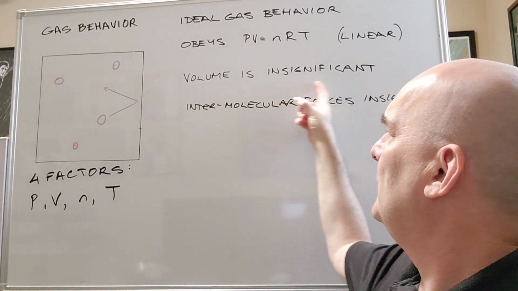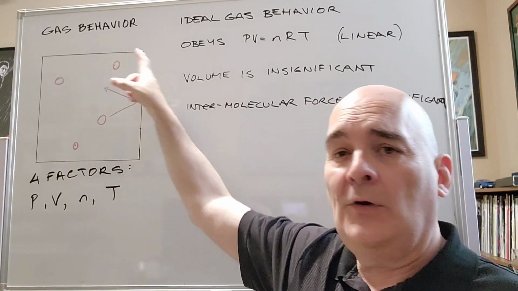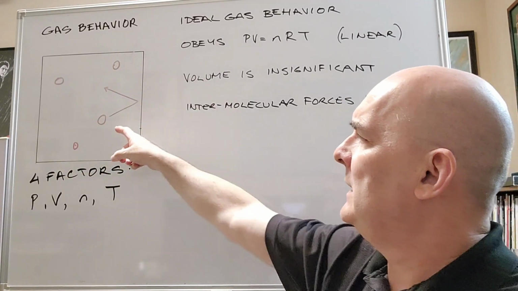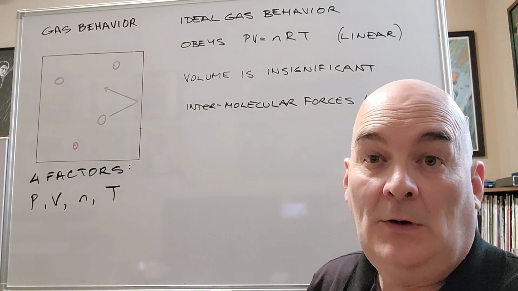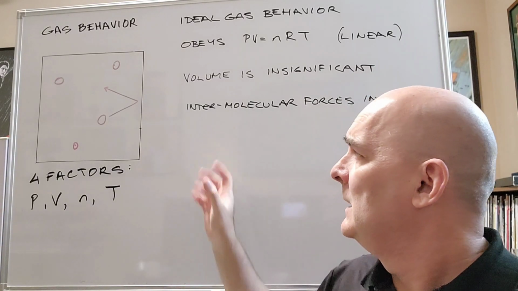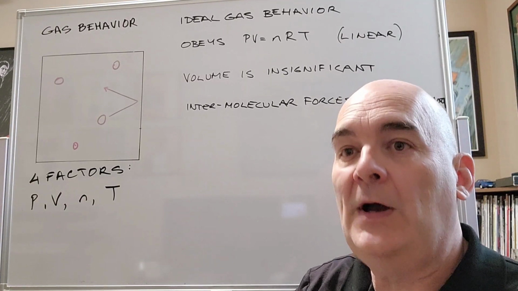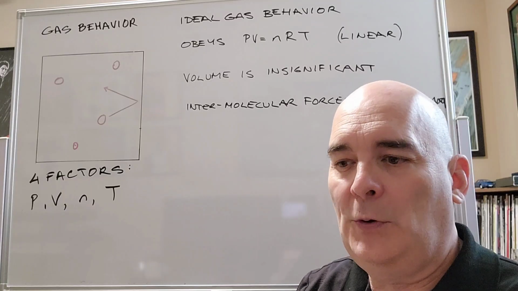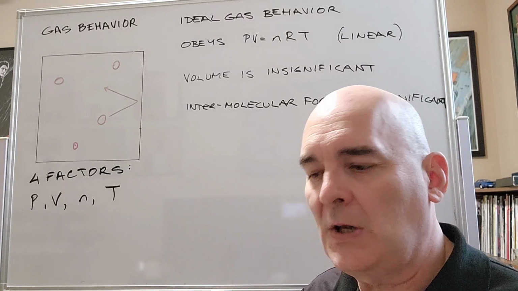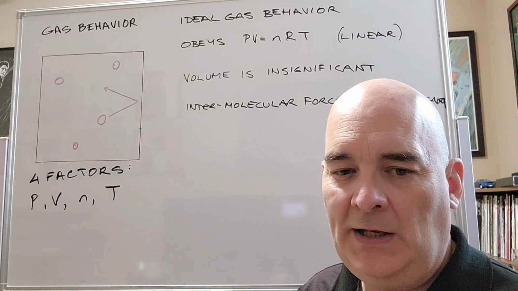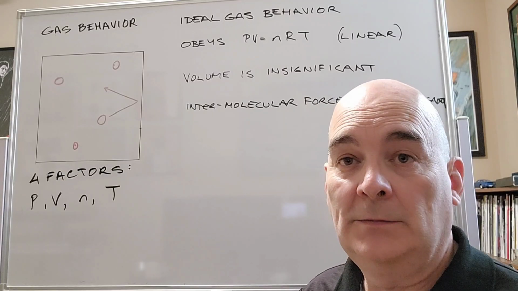That the volume of the gas particles themselves is insignificant in comparison to the volume of the container, and that the interactions, either attractions or repulsions, between the particles are also insignificant. So when we cool things down, or when we push them into very, very small volumes, then we push away from ideality. So the most likely place to find an ideal gas is when it is in a very large volume and it is warm.